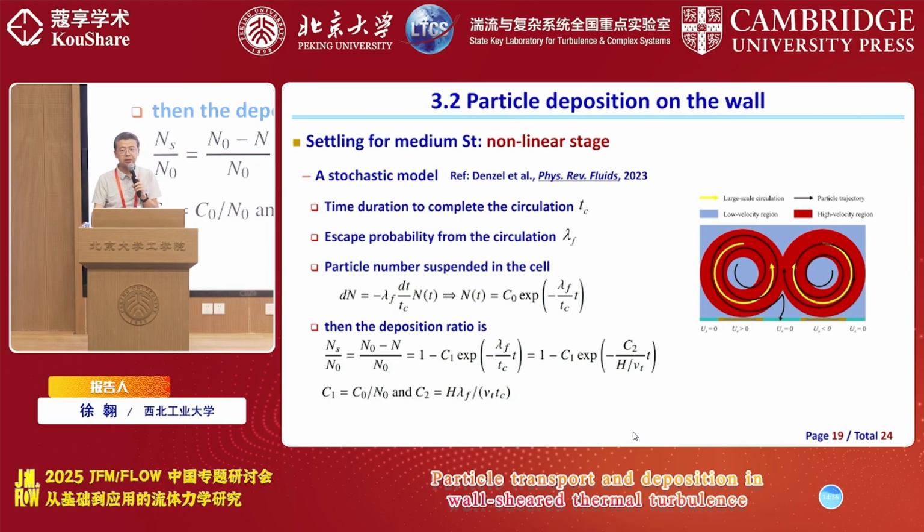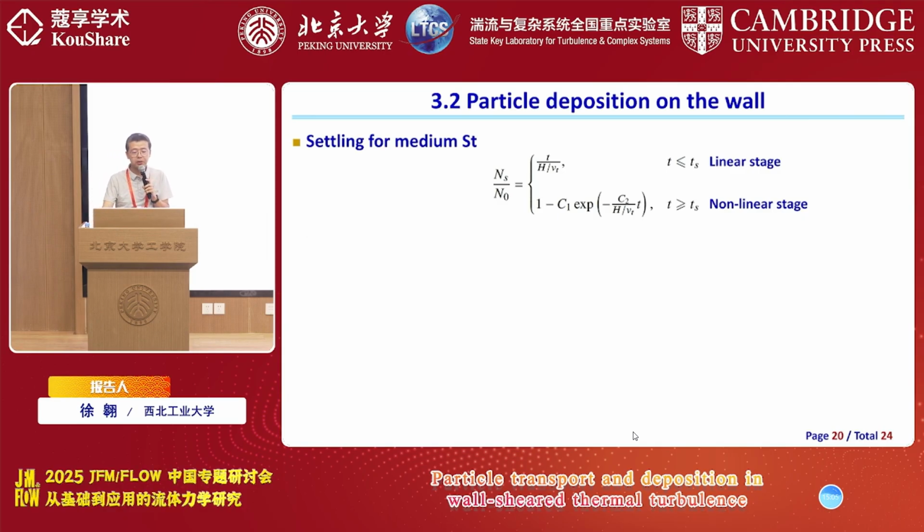We denote the time duration for the particle to complete the circulation as Tc, and the probability that it escapes from the circulation as lambda f, and we can obtain the particle number suspended in a convection cell, and eventually write their deposition ratio. Here in our model, there are still parameters C1 and C2. Later on, I will show you that they can be fitted by DNS results. Now, a brief summary of our model. We divide the deposition into a first linear stage, followed by a later nonlinear stage. And now we still have some unknown parameters, C1 and C2.